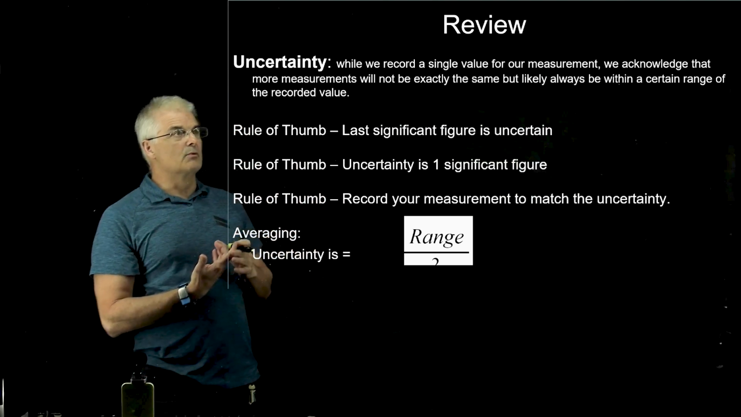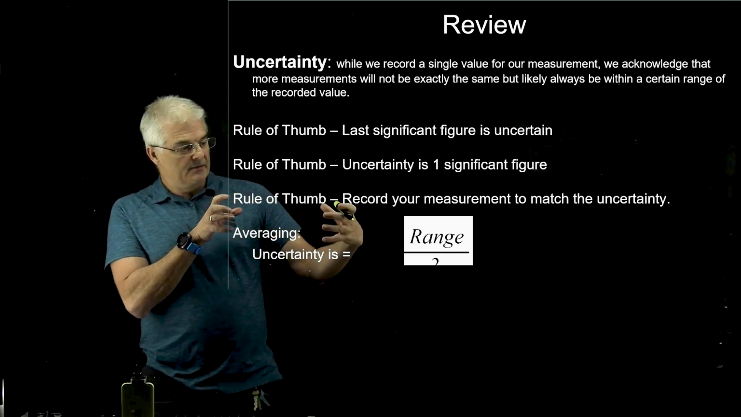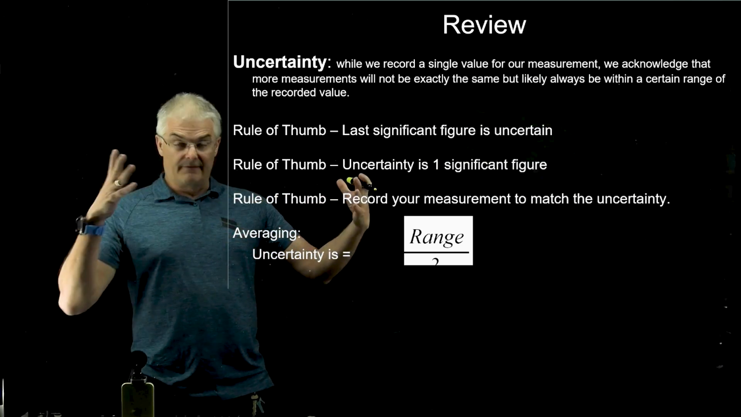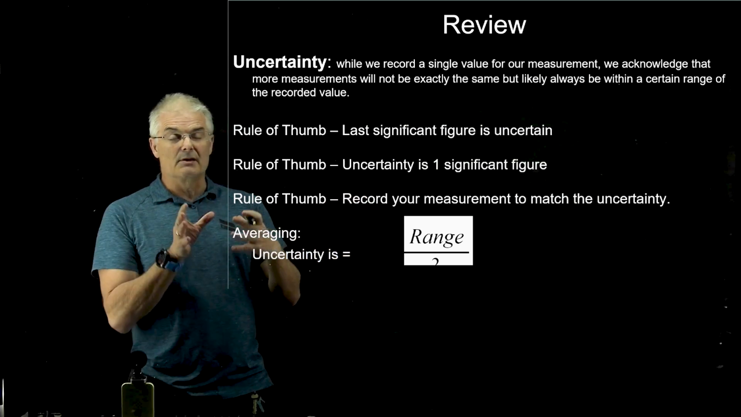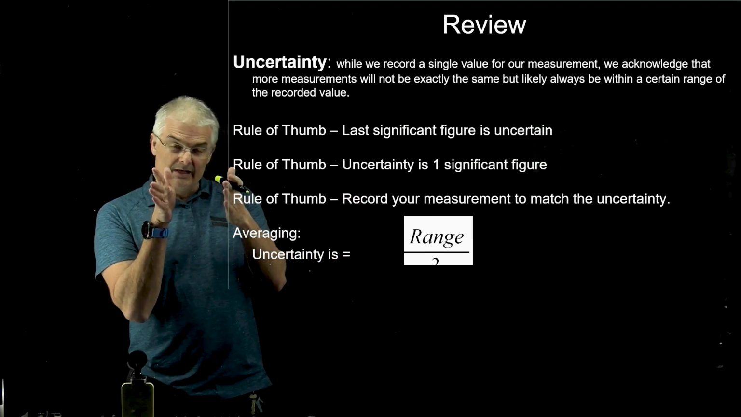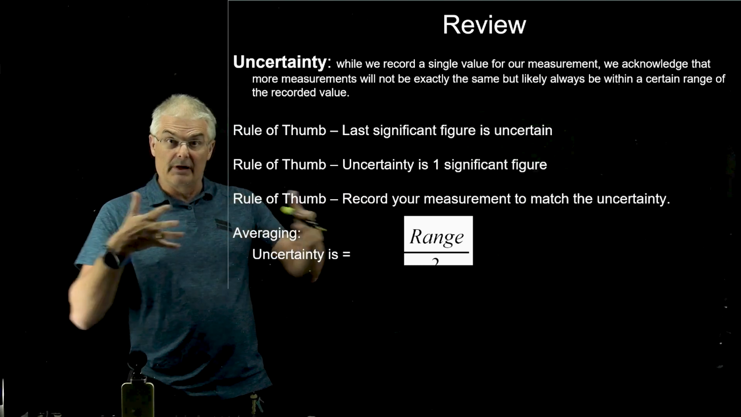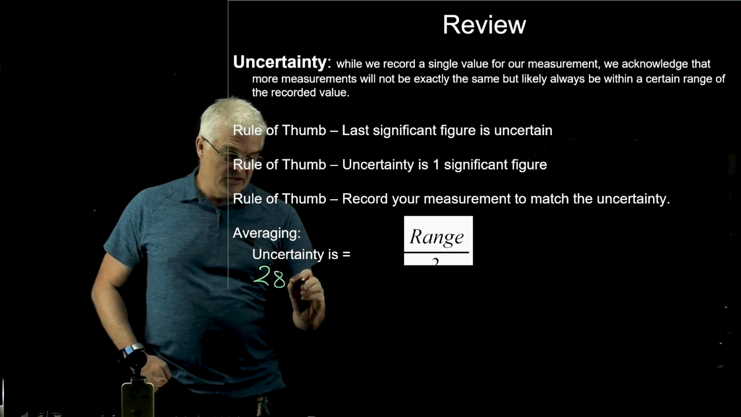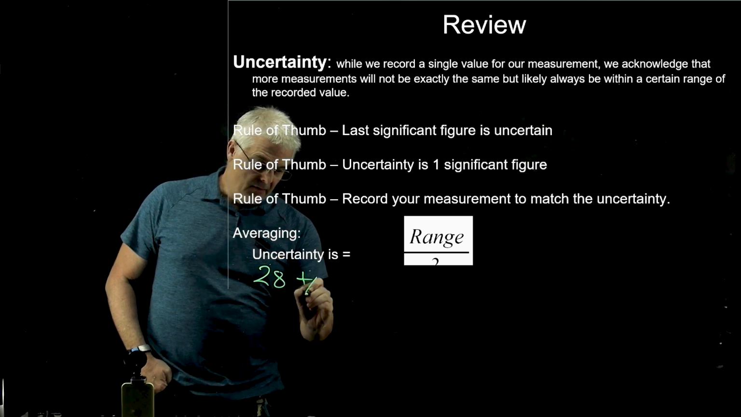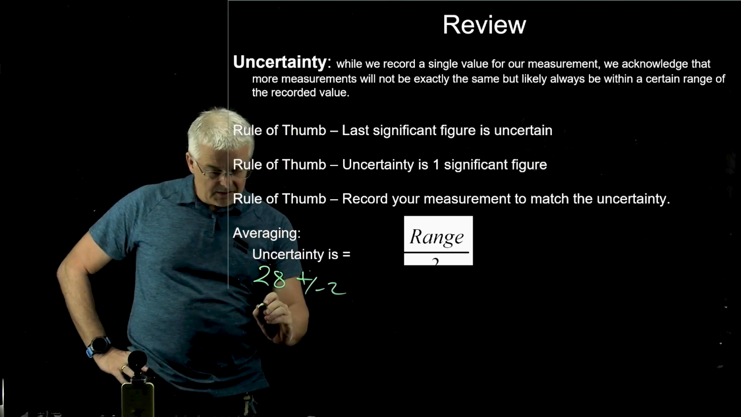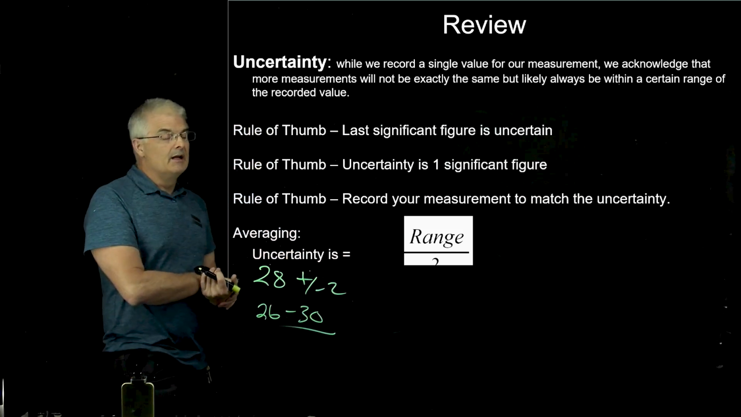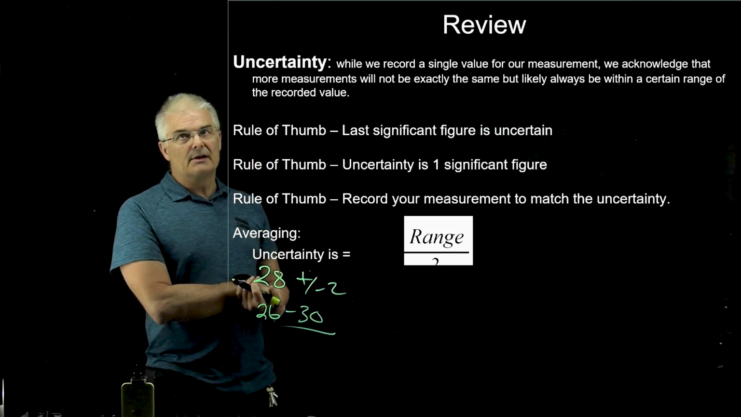So that's going to be our general rule: if you have a series of numbers, you're going to find their average, find the range, divide by 2. And you can then report the numbers between this and that, or you just say plus or minus that number. So if you get 28 as your average, and you say plus or minus 2, what you're really saying is it's a number between 26 and 30. That's all you can say. And that's the big idea of doing uncertainty.